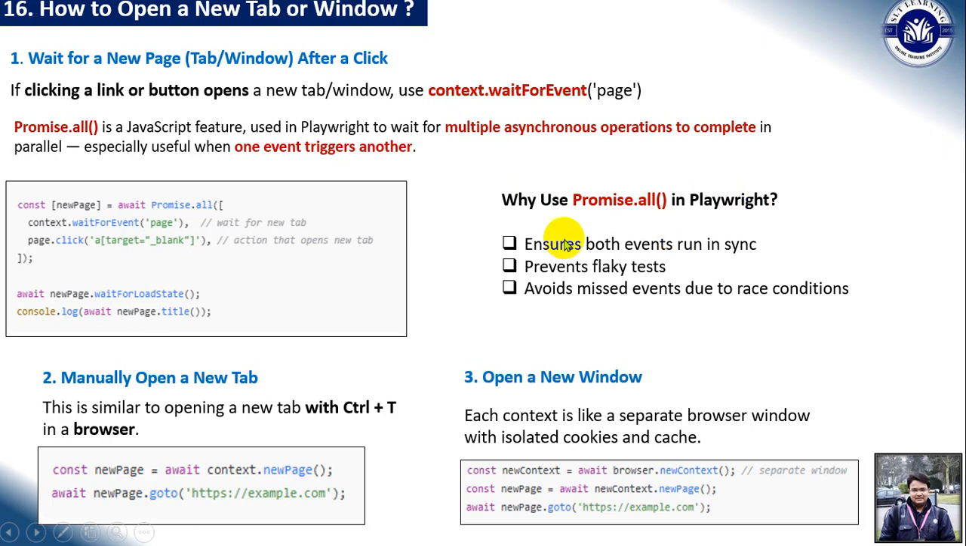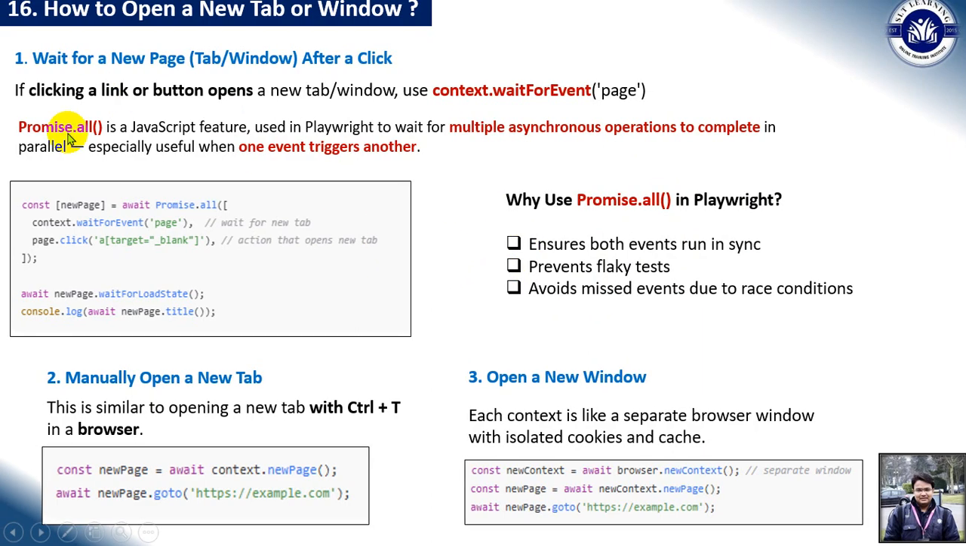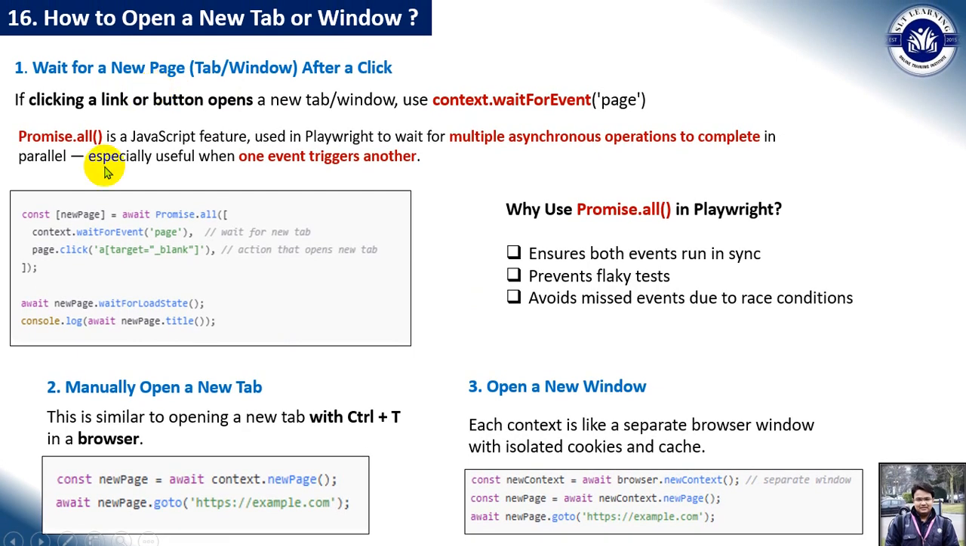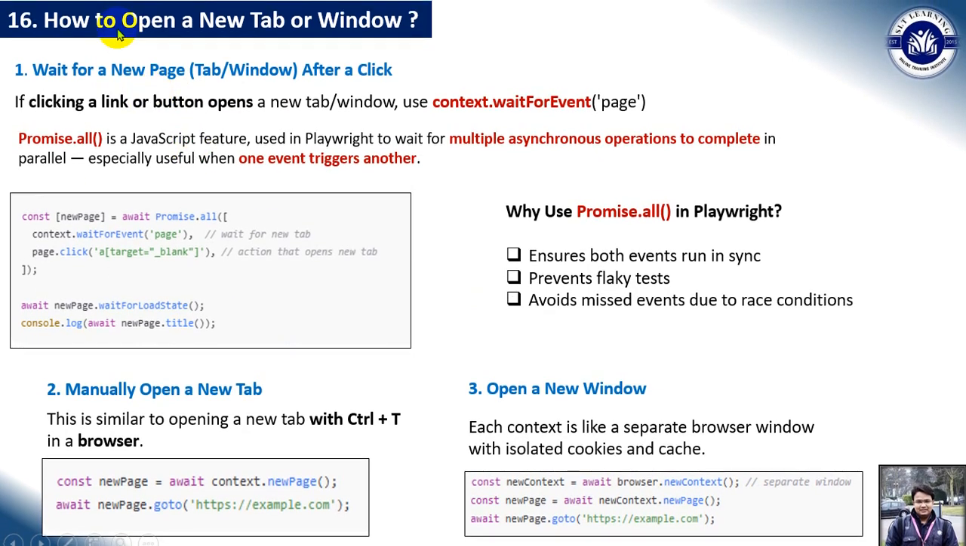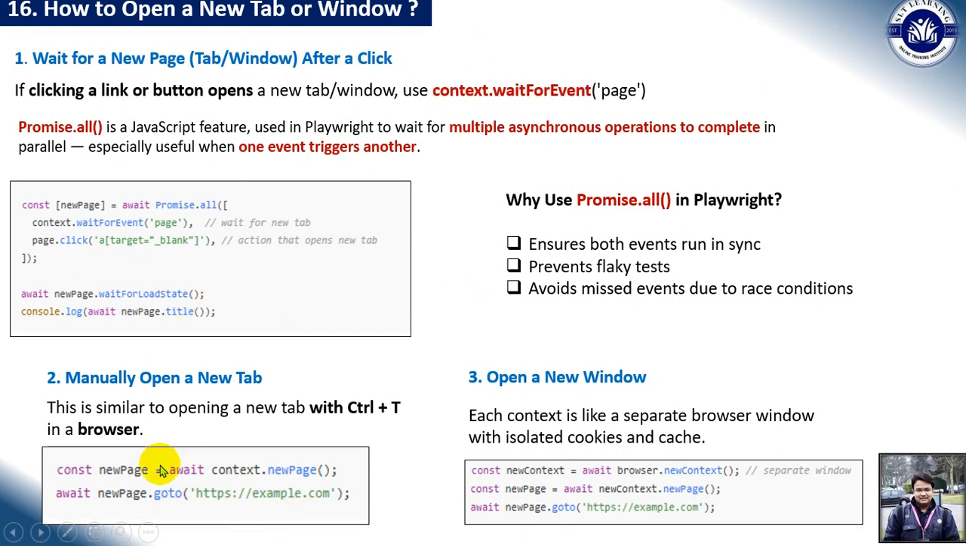Okay. Now another thing that I have included over here: why do we use Promise.all in Playwright? It ensures both events run in sync, prevents any mismatch or failure in the test case, and avoids missing an event due to a race condition. That means all the events will happen one by one, so it will not miss any of the events when you are working on this kind of scenario. Okay. So how to open a new tab? Certain things you need to remember: context.waitForEvent, then waitForLoadState, then you can utilize other simple Playwright commands.